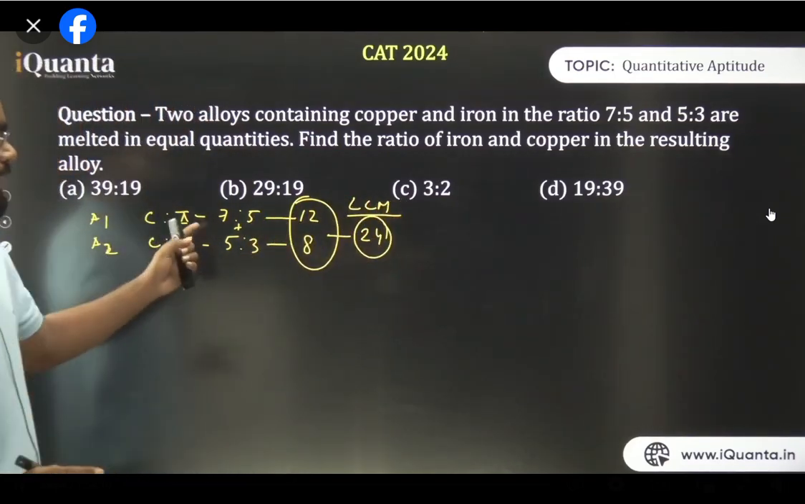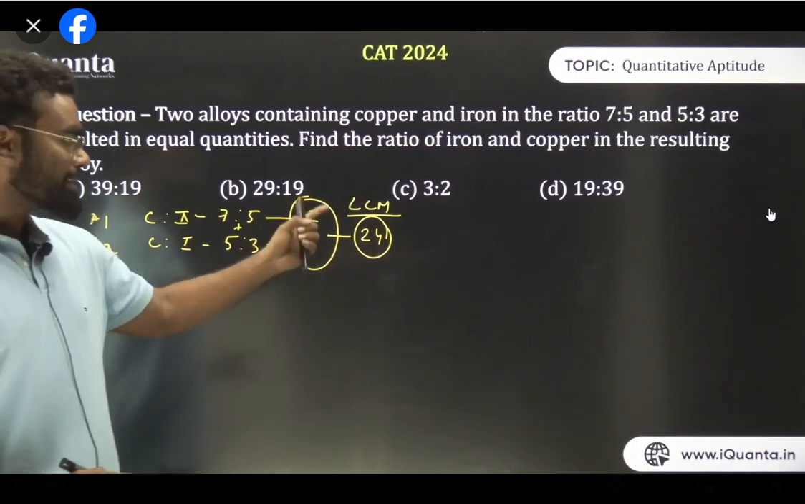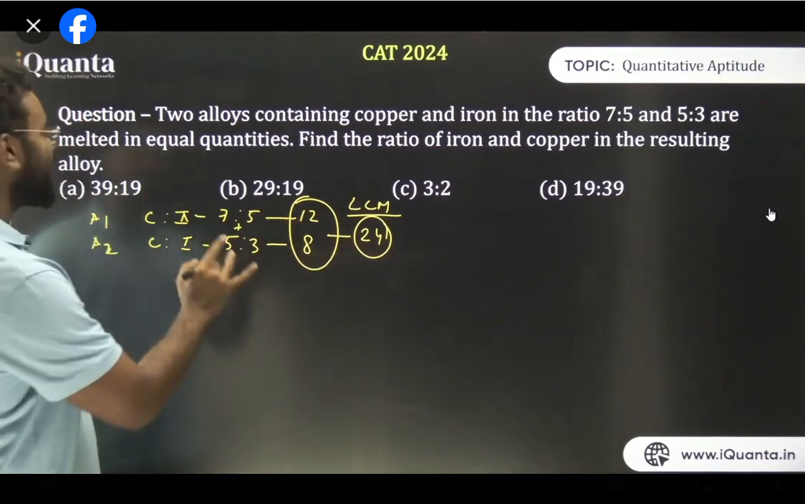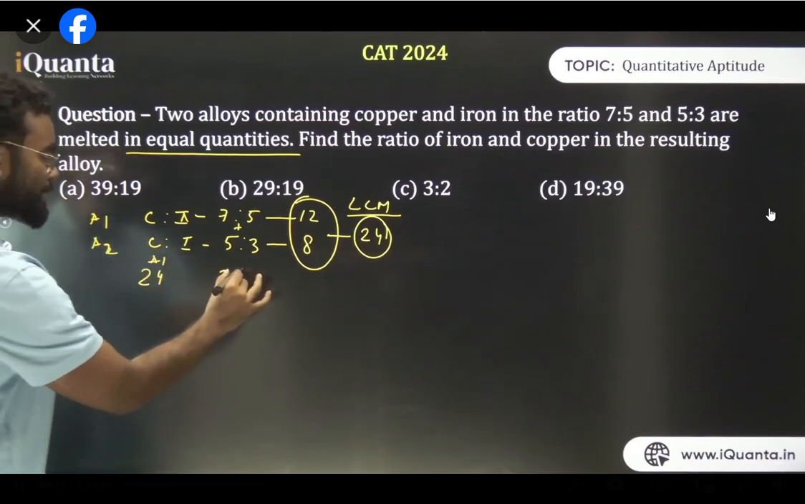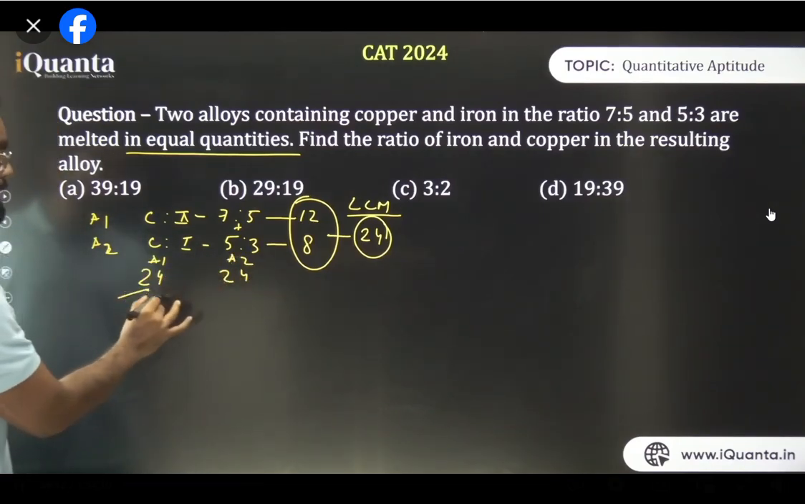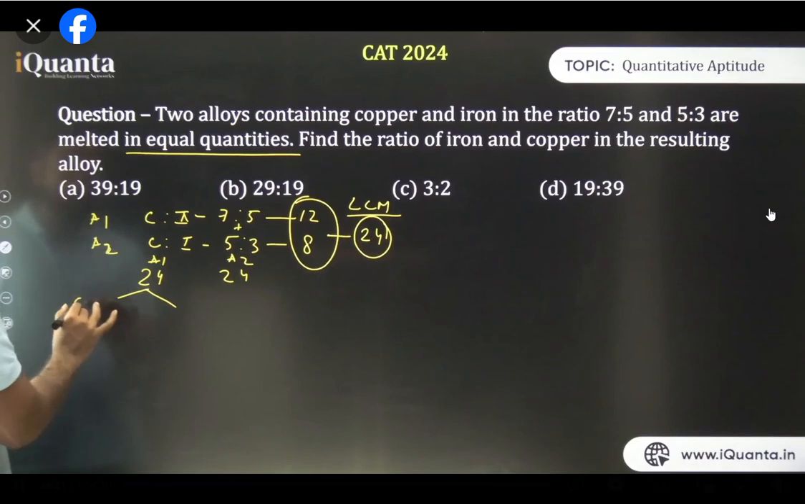You understand? So first I do 7 plus 5, 12. Next 5 plus 3, 8. Next I take the LCM of 12 and 8, 24. And because it is said they are in equal quantities, that means 24 units of A1, 24 units of A2. Clear? So in 24 units, what is the amount of copper?